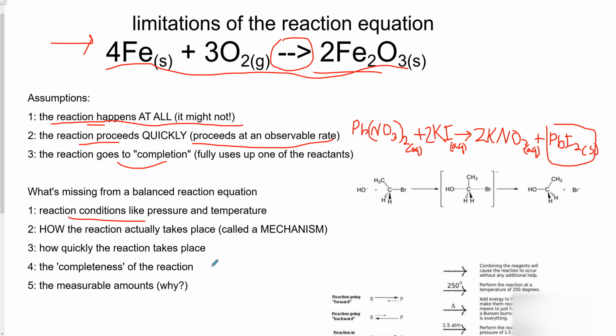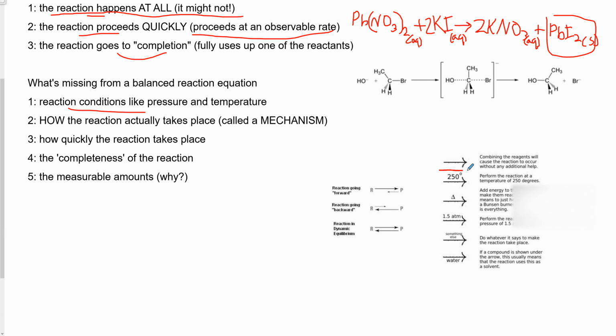Conditions like pressure and temperature. And down here, there's a reaction arrow with a temperature, which means that whatever reaction, if you put 250 degrees Celsius above it, it means that the reaction isn't going to really work until the temperature of the reactants is 250 C.